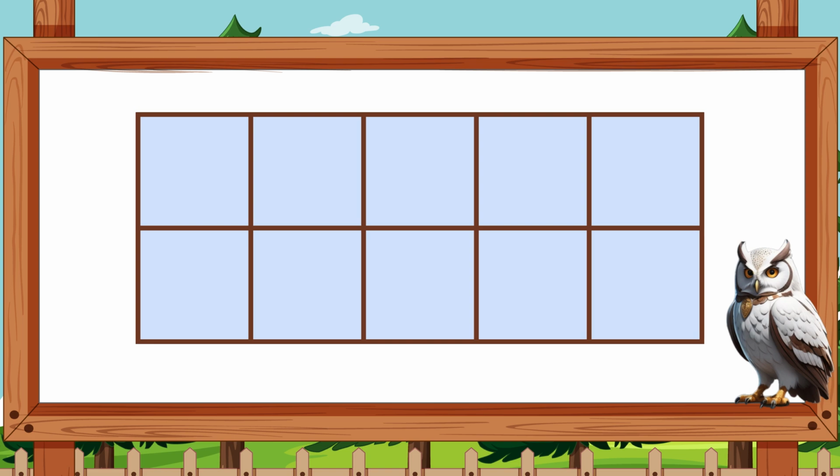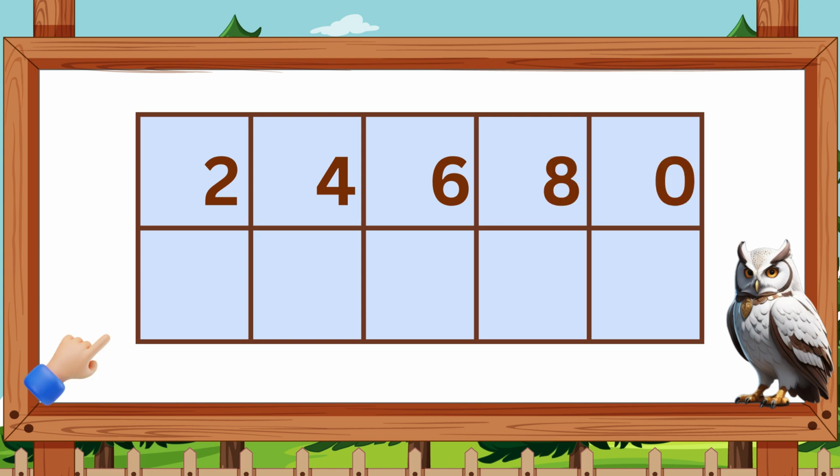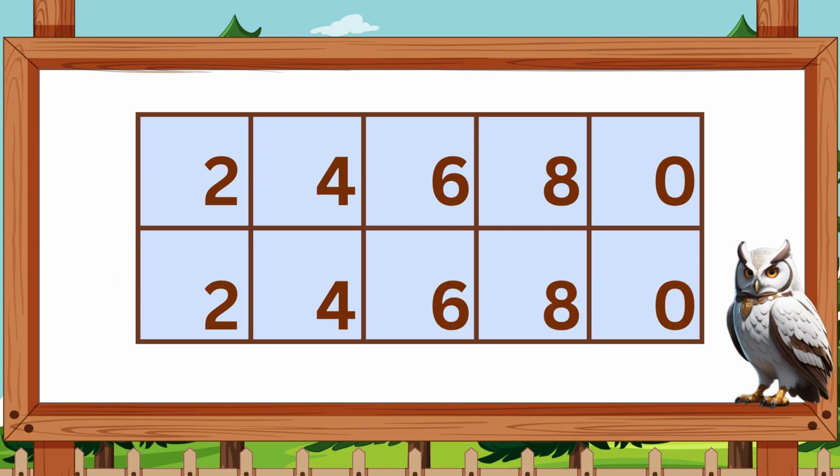Next, we'll start filling in the grid with numbers. Begin with the ones digits. Starting in the top left corner, write the numbers 2, 4, 6, 8, and 0 across the first row. In the second row, do the same thing, 2, 4, 6, 8, and 0.